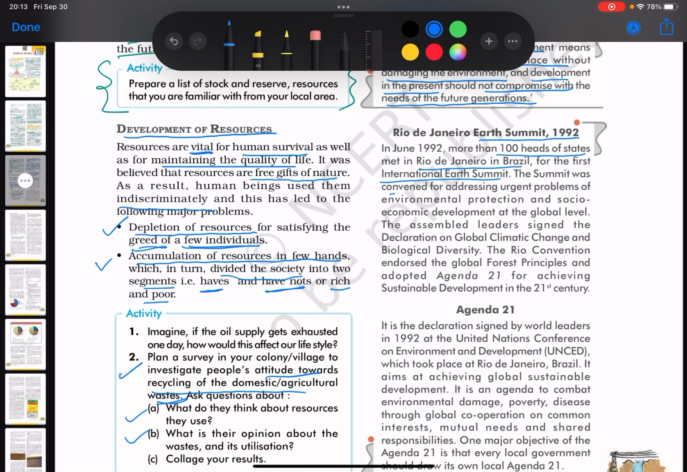This summit was convened for addressing urgent problems of environmental protection and socio-economic development at the global level. The assembled leaders signed the Declaration on Global Climatic Change and Biological Diversity. The Rio Convention endorsed the Global Forest Principles and adopted Agenda 21 for achieving sustainable development in the 21st century.